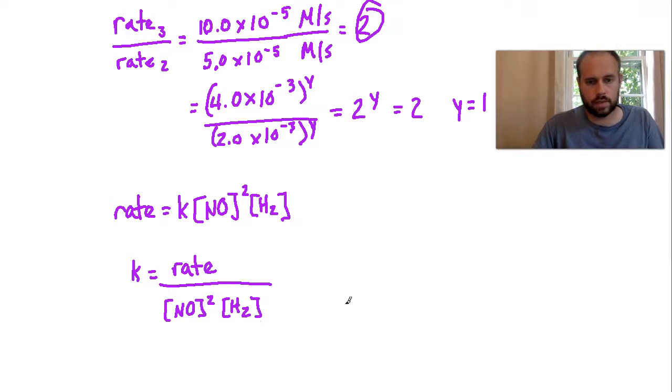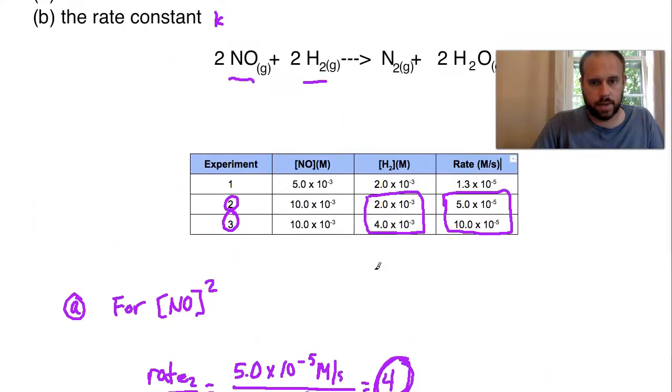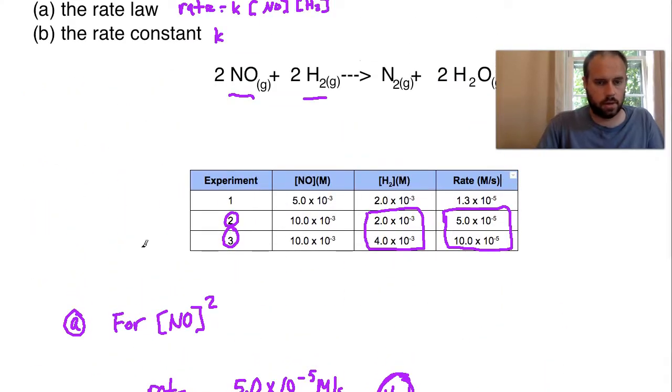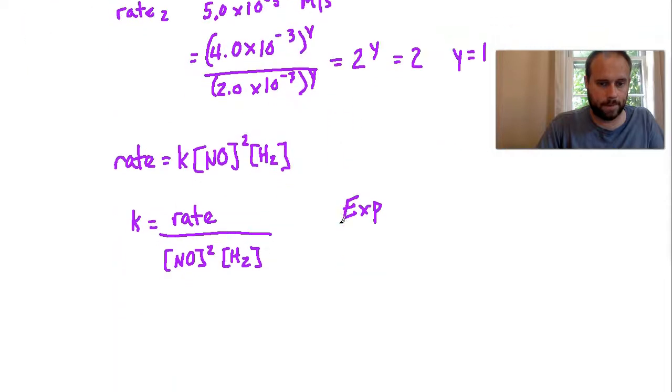Okay, so let's go ahead, we'll go middle of the road and pick experiment 2 in order to fill in here. So for experiment 2, if I come up and take a look, the values that I'm going to need: the rate that will be in the numerator is 5 times 10 to the minus 5, and here are the concentrations. The NO will be 10 times 10 to the minus 3, and the H2 gas will be 2 times 10 to the minus 3.